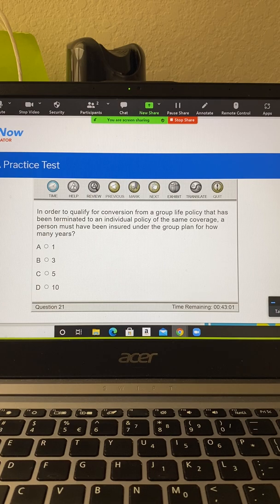All right. In order to qualify for conversion from a group life policy that has been terminated, you got to have that job 5 years. Bam. See that? See how fast I answered that? That's how you don't be playing with it, man. If you know the answer, pick it, and don't be reading all that stuff getting confused.